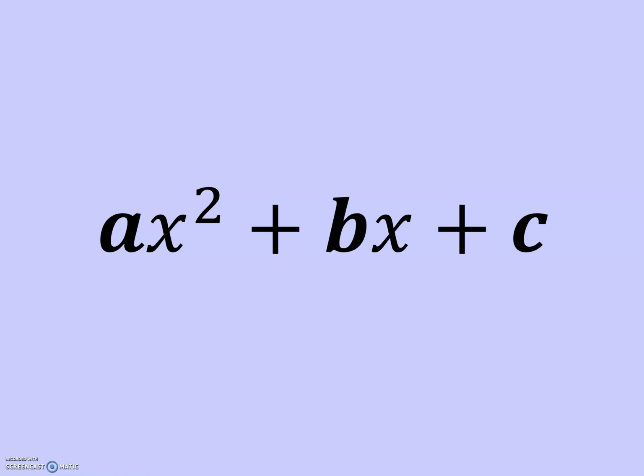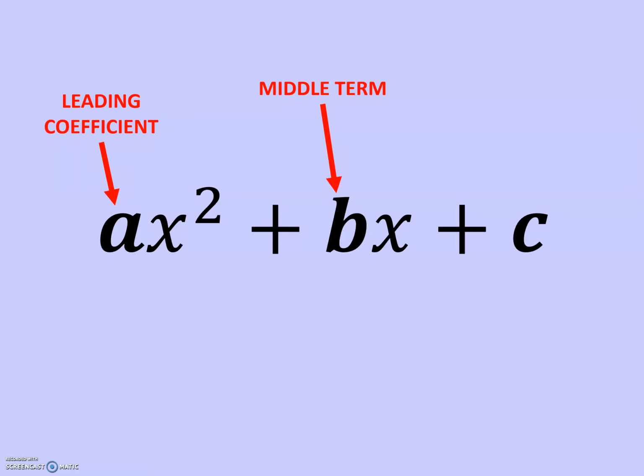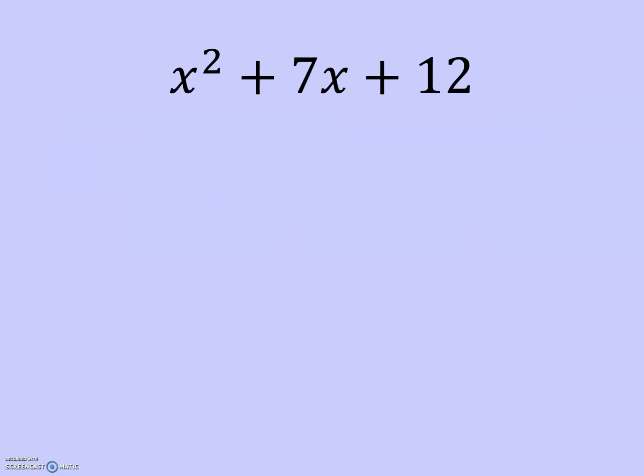Now before we get started, I just want to remind you of a little bit of vocabulary. This quadratic expression here is written in standard form. Now the number that's going to be represented by A is called the leading coefficient, B is the middle term, and C is the constant. So in this example here, x squared plus 7x plus 12, the leading coefficient is 1.